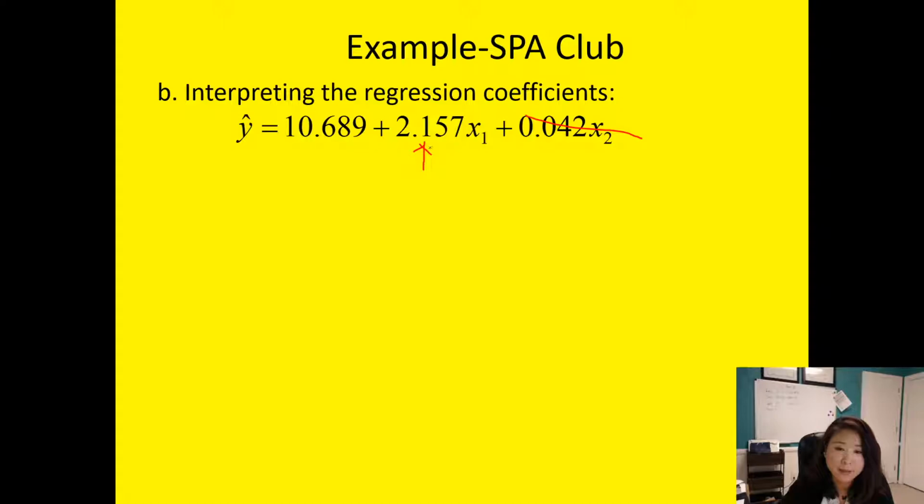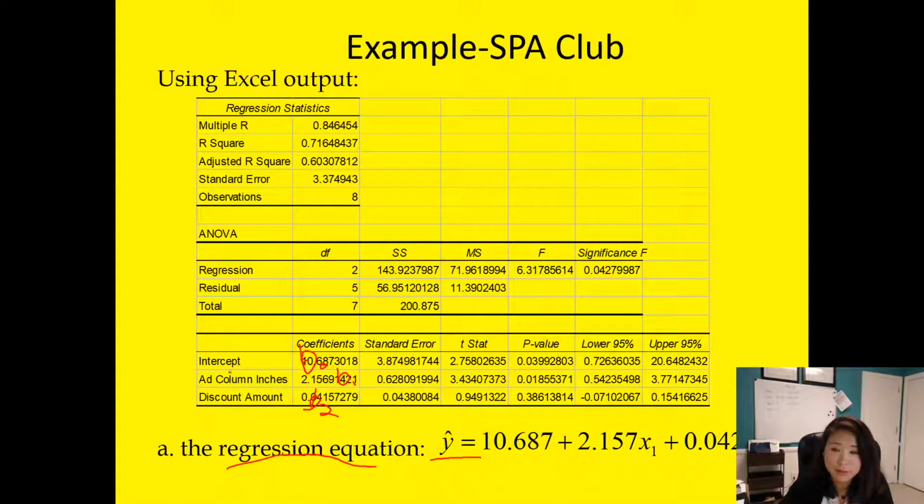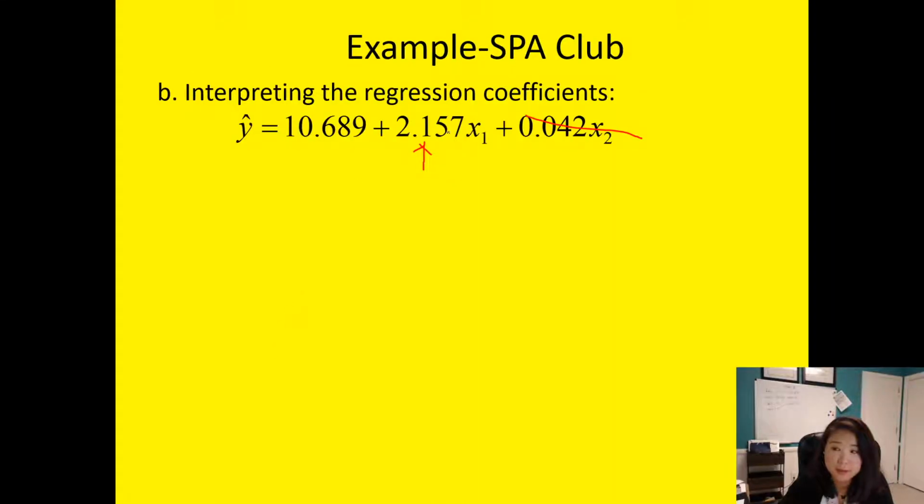That is, x1 increased by 1 unit, and y will change by 2.157 units. But we do know what's the meaning for x1 and y. So x1 is my ad column inches, and y is the number of new members. So that means if we increase the ads by 1 inch, we are expecting to have 2 more new members, right? However, we do have this x2 involved, so beta b2 x2 involved. How should we consider this component as we're interpreting the result?